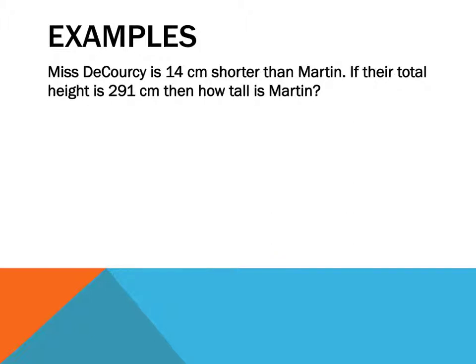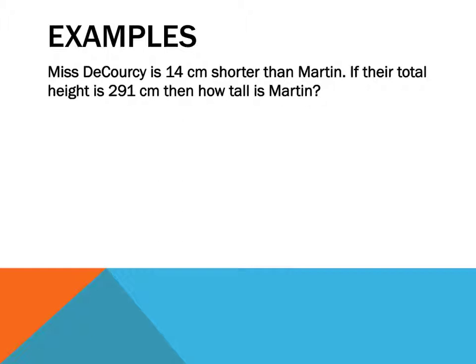Okay. Our first problem. Mr. Corsi is 14 centimetres shorter than Martin. If their total height is 291 centimetres, how tall is Martin? Okay, this is interesting. I know some of you might have seen a similar problem to this in NAPLAN and have no idea how to solve it. I'm going to let you in on a little clue. This is an equation. I can form an equation from this problem and solve it.